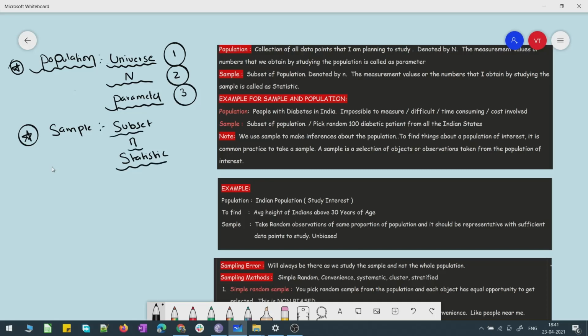So here again, there are 3 points which you should be aware of. Sample is a subset and it is denoted by small letter n. And anything that I measure about the sample is referred to as statistic. So this is about the sample.